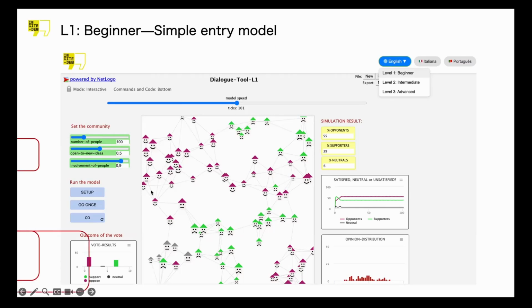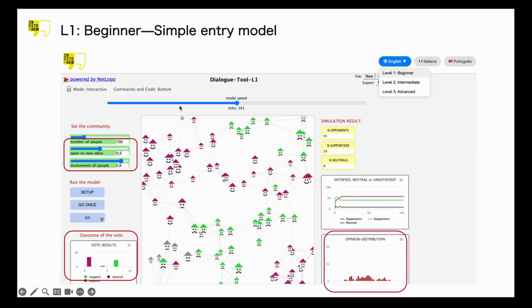And the feature of this level 1 is that at the left corner, you can see an outcome of the vote. You can easily see the results of the vote, because in this level of model, we can see the result after the vote. You can see the pink hat agents all have a smiling face because they win the vote, and the green hat agents all have a crying face because they lose the vote. So this is a main feature for this level. And also at the right corner, you can see a graph showing the opinion distribution.